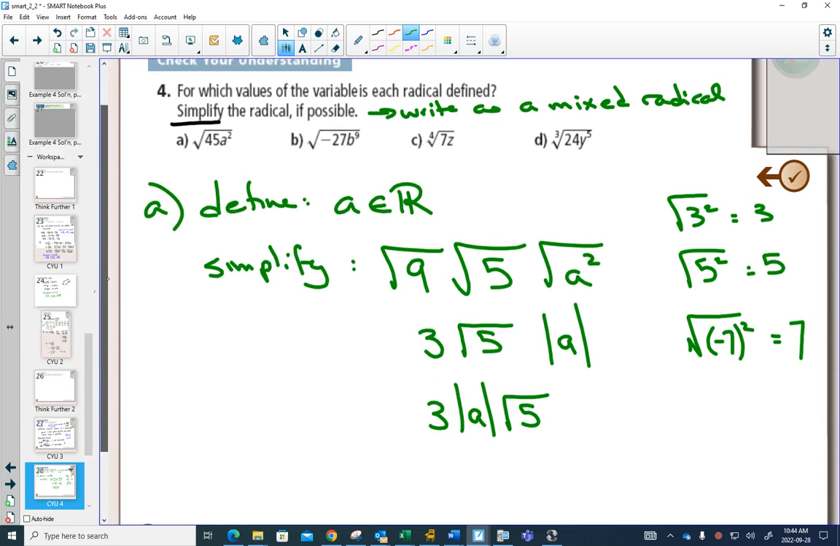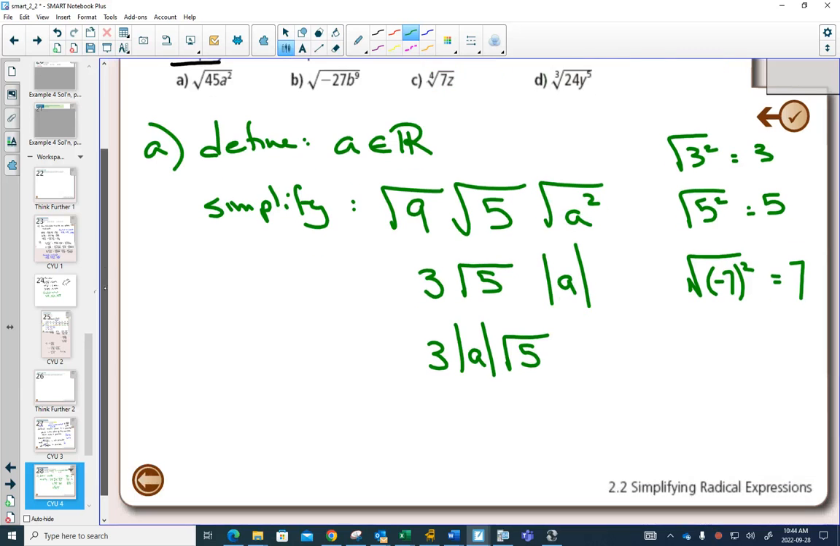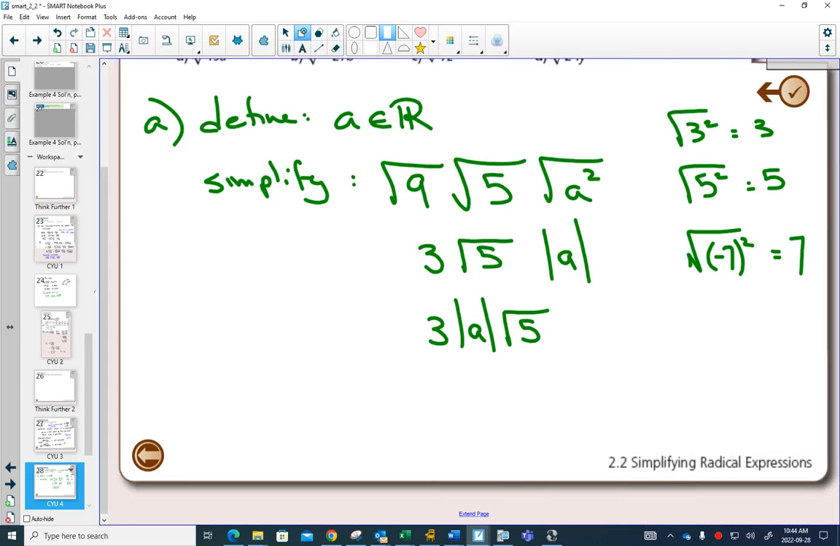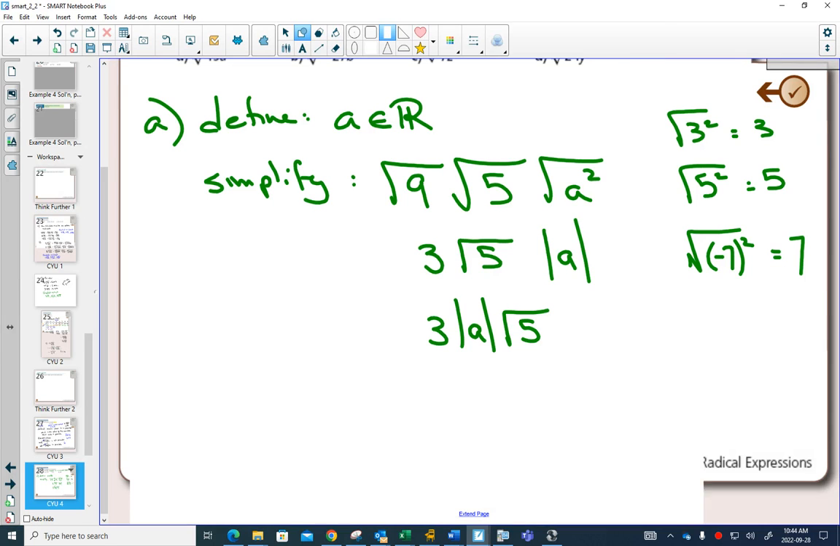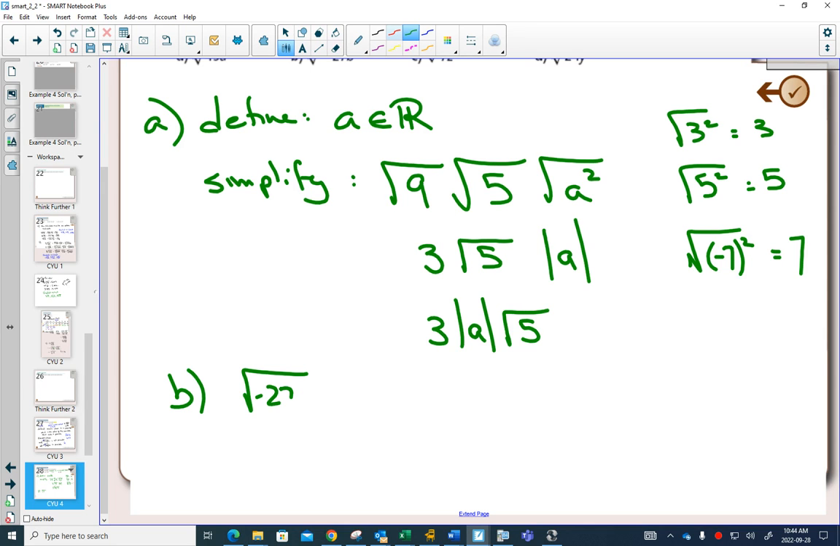B, square root of, just clean this up. We have the square root of negative 27 b to the 9. So where is it defined? Can't take the square root of a negative. Will it ever be negative inside? Yes. It will be negative inside if b is positive. So we can make a note to ourselves, b is positive.